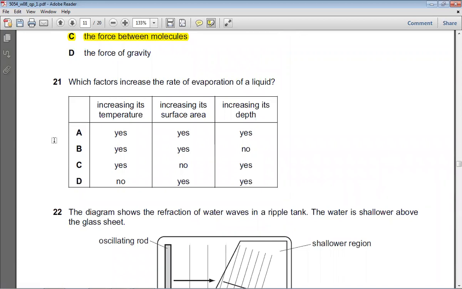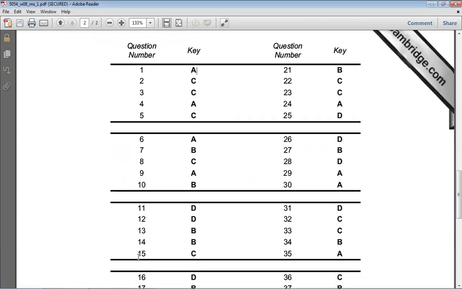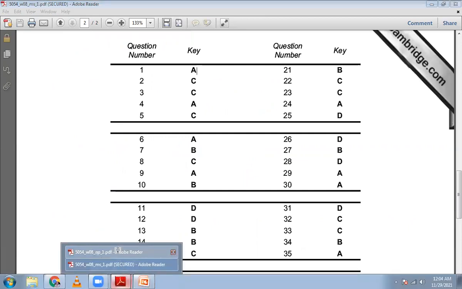Which factors increase the rate of evaporation of the liquid? Increase in temperature, yes. Increasing its surface area, yes, that's right. Increasing its depth, no. Depth has no effect on the rate of evaporation. So I think B is the right option, sir. B looks the best option to me. Question number 21, B is the right option.